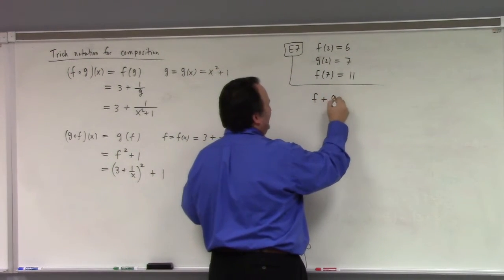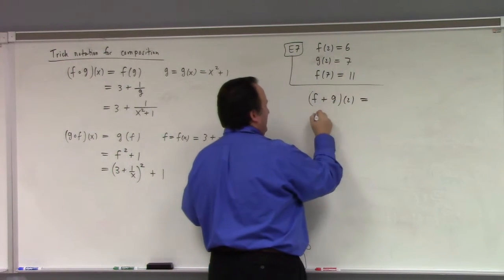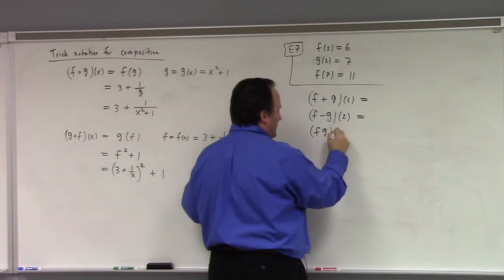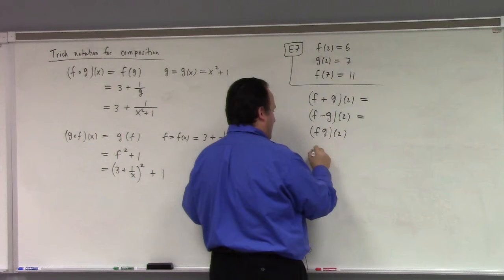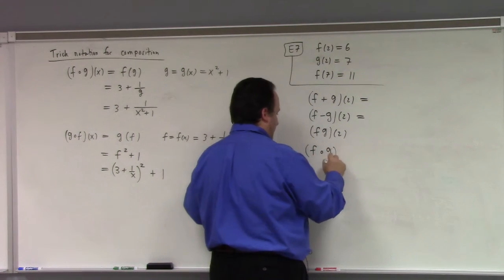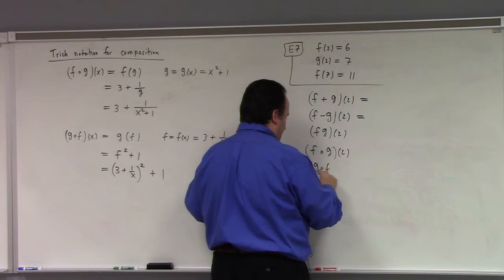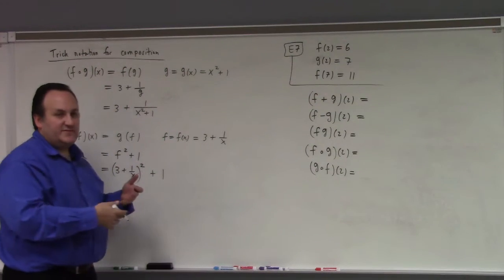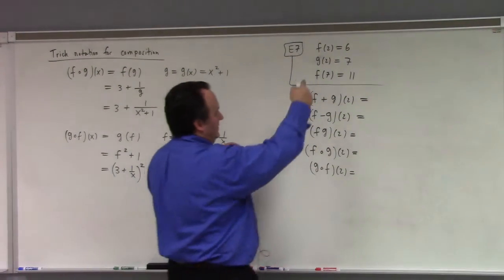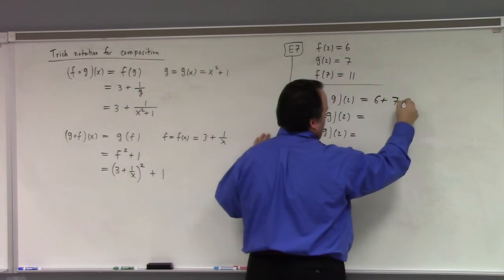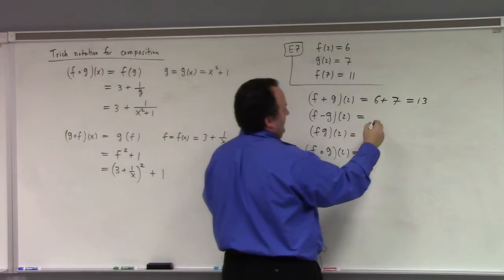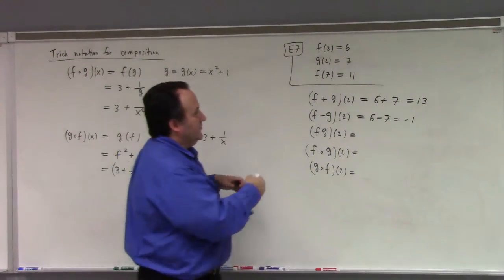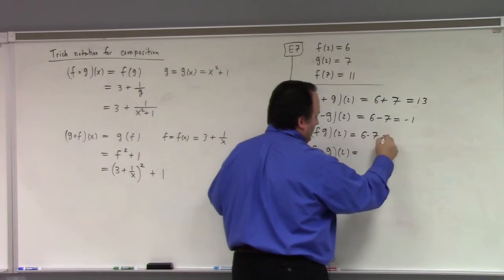For example, f plus g of 2. You can do f minus g of 2. You can do f times g of 2. And finally, we can either do f composed with g of 2, or g composed with f of 2. Let's figure out which. Let me do the easy part. F plus g of 2 is f of 2 plus g of 2, which is 6 plus 7, so you got 13. F minus g is 6 minus 7, so you got minus 1. F times g of 2 would be f of 2 times g of 2, 6 times 7, 42.